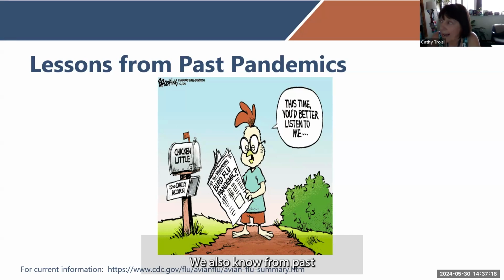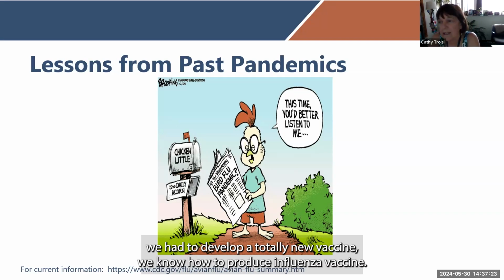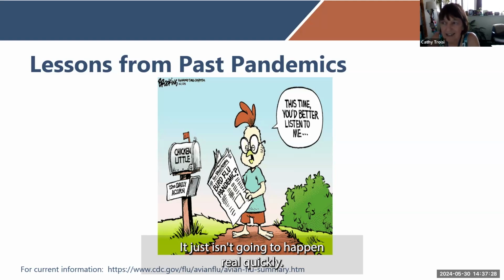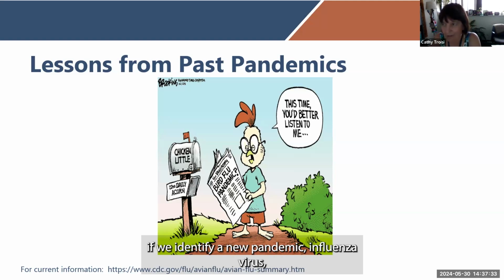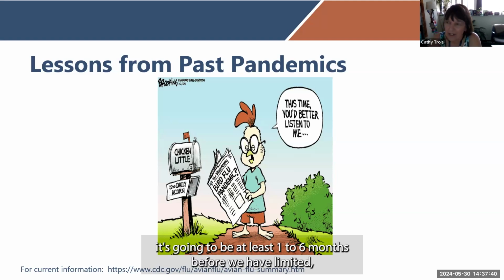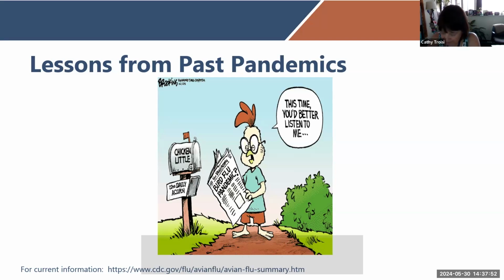We also know from past pandemics that even though, unlike with COVID, where we had to develop a totally new vaccine, we know how to produce influenza vaccine, it just isn't going to happen real quickly. And so when we identify, if we identify a new pandemic influenza virus, it's going to be at least 1 to 6 months before we have limited supply of vaccine, longer till everybody can get vaccinated. And then, as I mentioned, will people take it?